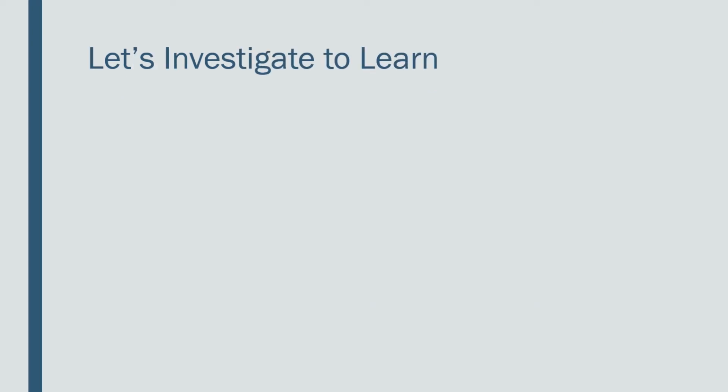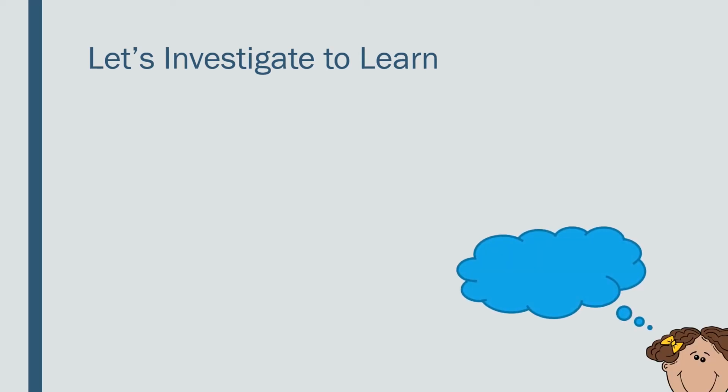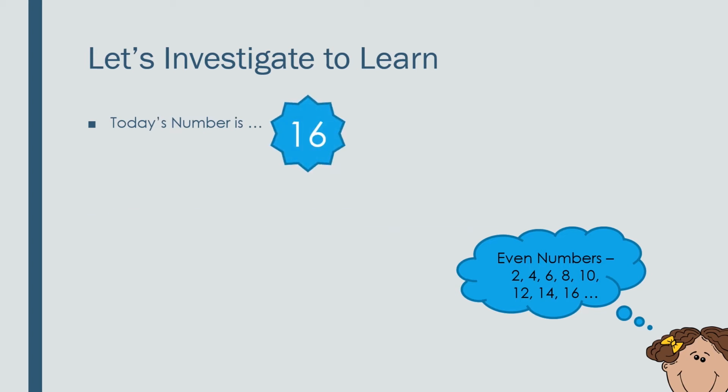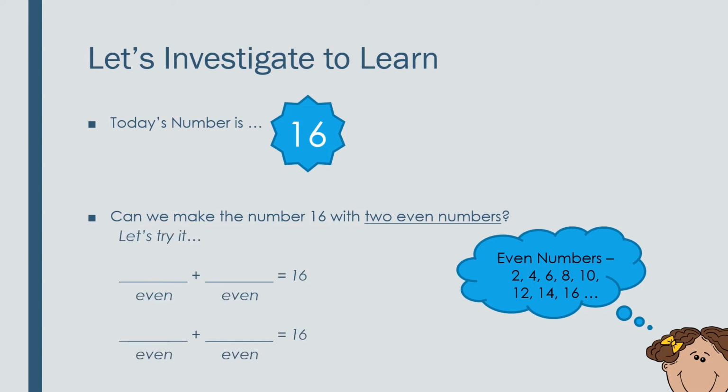Let's investigate to learn about adding two even numbers. Remember that even numbers are numbers that can make two equal teams. Some of the even numbers are 2, 4, 6, 8, 10, 12, 14, 16. If today's number is 16, which is even, can we make the number 16 by adding two even numbers together? Let's try it. If we start with 10, what would we need to add to get a sum of 16?